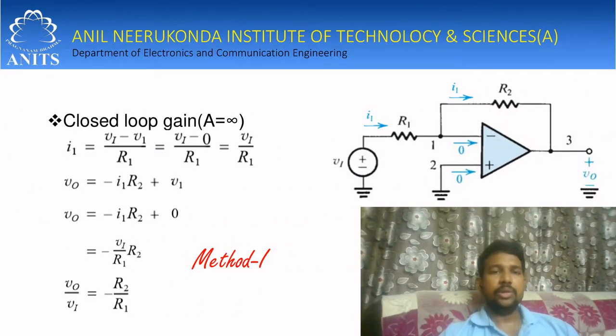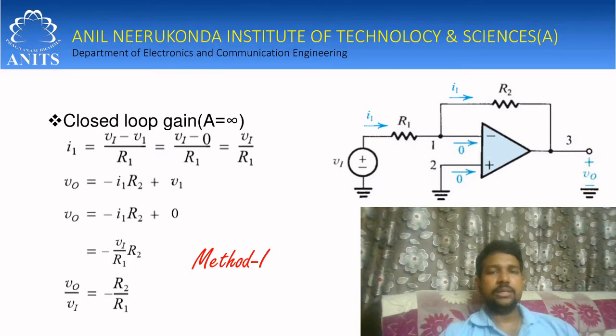Let us try to find out the closed loop gain of the op amp when it is connected in the inverting mode configuration. Look at the circuit here. Here it is shown that the current drawn by the op amp input terminals, either minus or plus, is 0. And also you know that the voltage at node 1 is the same as the voltage at node 2 from the virtual short concept. And here node 2 is connected to ground, so node 1 is also at the ground potential.